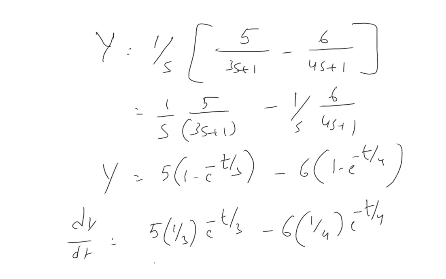So at time t equal to 0, it is 5 by 3 minus 6 by 4. So what is the slope? Positive. Positive slope. What does positive slope mean?